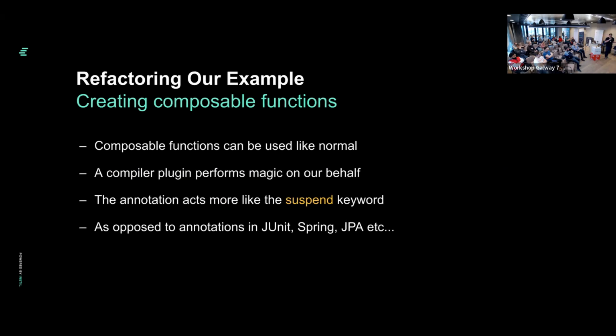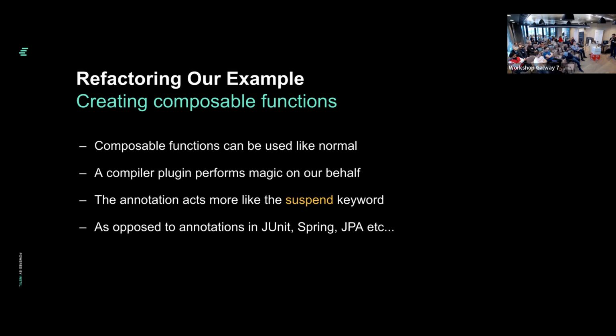So clearly magic is going on there. You use composable functions just like normal, but then a compiler plugin attaches to the Kotlin compiler and does the magic for you. It's a little like suspending functions in Kotlin. Whenever you declare a function suspending, magic occurs behind the scenes, done by the compiler, and you get a function which can be paused and resumed. So this is a very different use of annotations as opposed to, for those of you who've done Java, what you may have seen with JUnit, Spring, Java Persistence API, and so on.